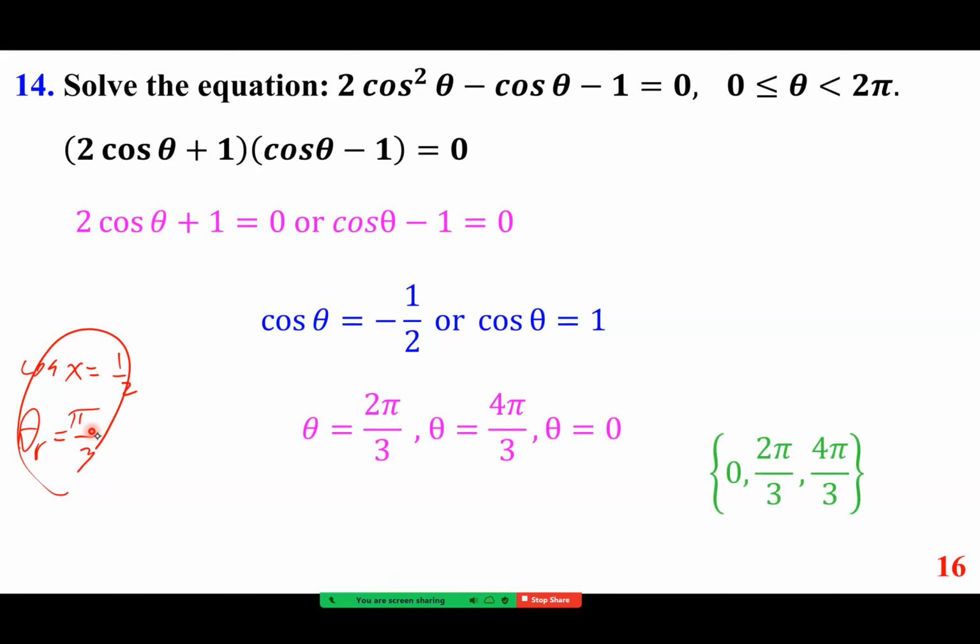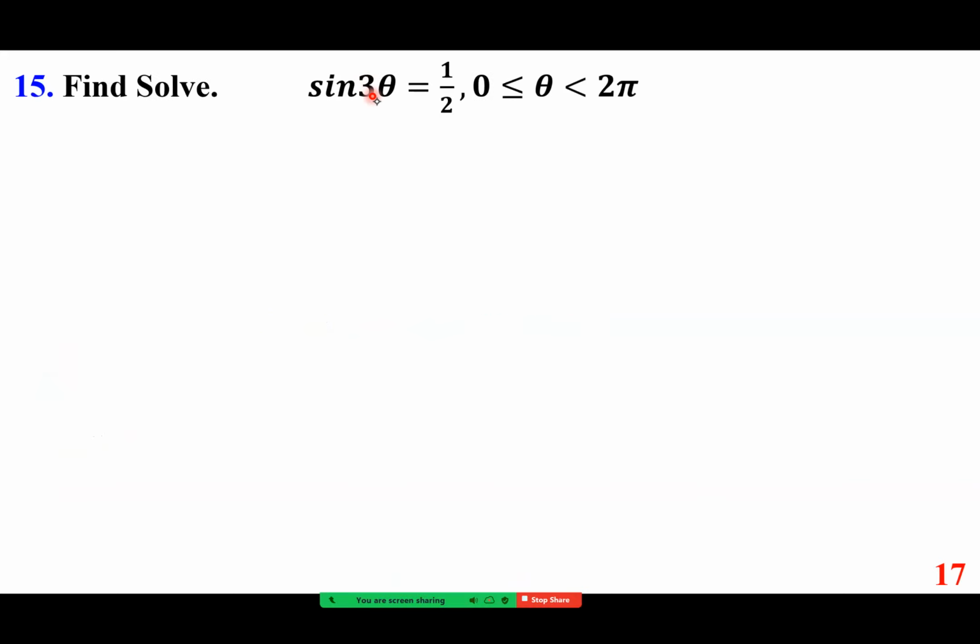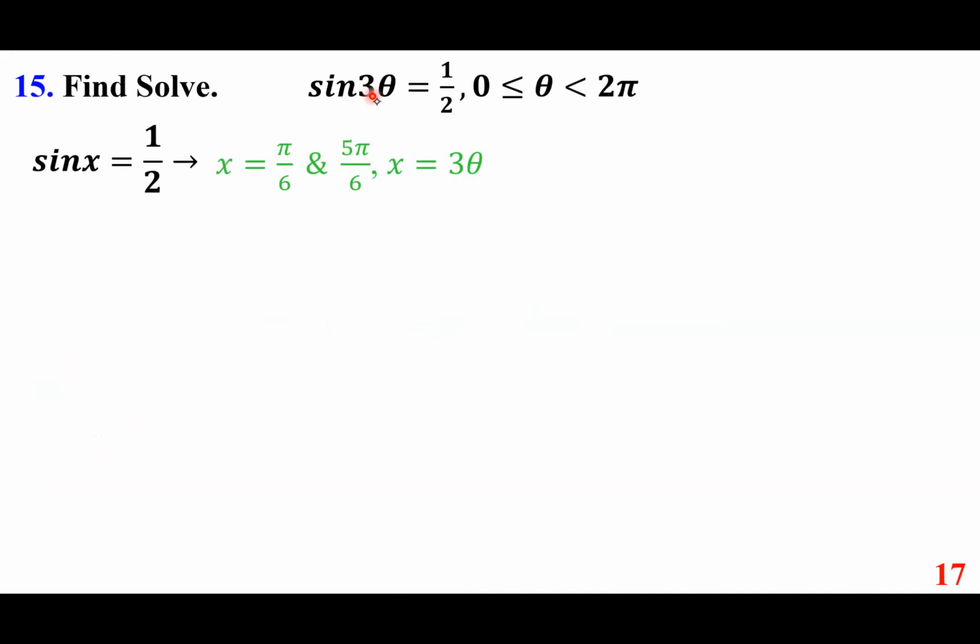And write them in this fashion. What happens when we have a multiple angle? Again, for sine x, we know the answer is 1 half. That means pi over 6 and 5 pi over 6. We know that, right? Because sine is positive in the first and second quadrants. But x is 3 theta.